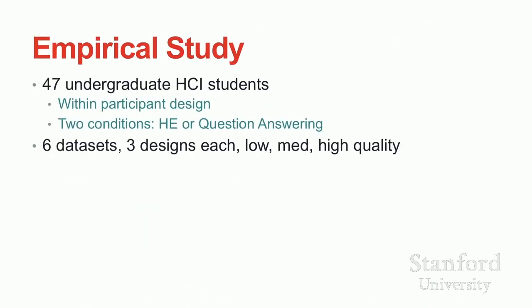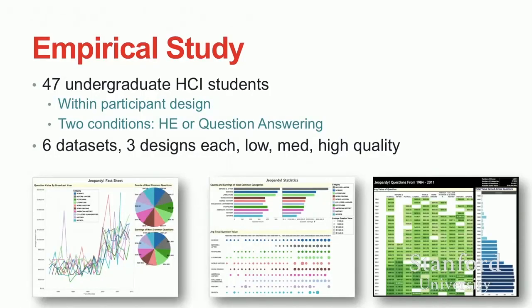So I did a study. This summer, we had 47 undergraduate HCI students. We had a lecture and some exercises with InfoVis, and a within-participants design, where there were two conditions, HE, heuristic evaluation, or question answering, with 6 different data sets, 3 designs each, and I attempted to have them be of low, medium, and high quality. I made the designs, and that was the hope.